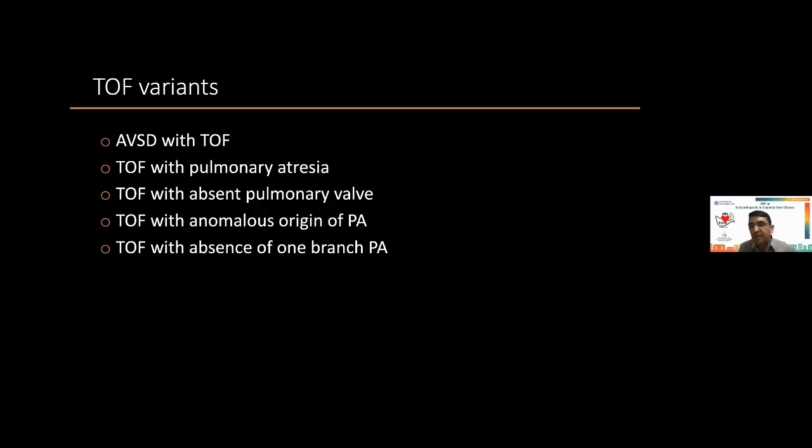Now, there are some variants of tetralogy: AVSD with TOF, TOF with pulmonary atresia, absent pulmonary valve, anomalous origin of pulmonary artery, and we will not be talking about these because that is for a different talk probably.